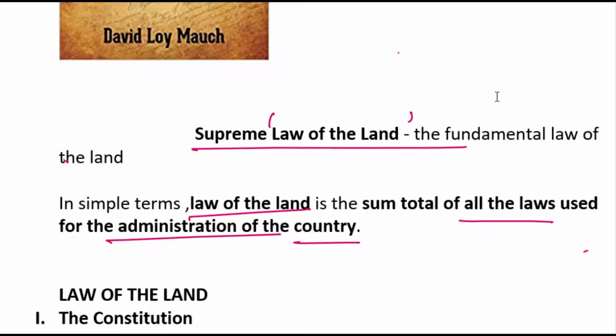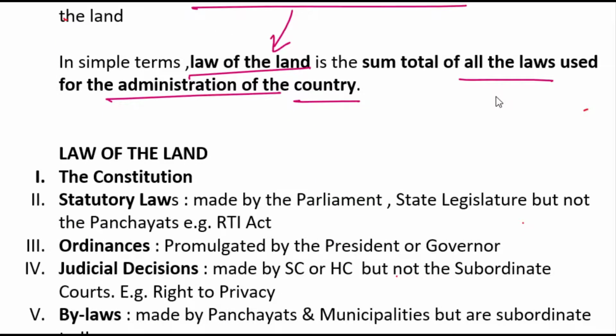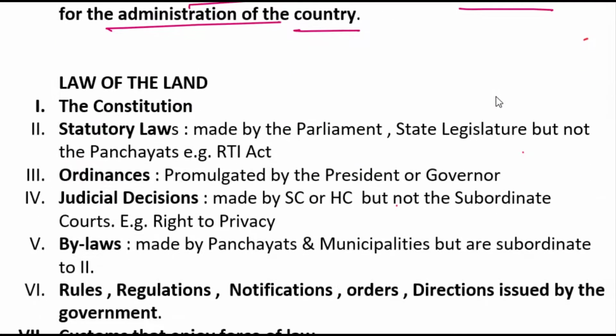So law of the land, we are trying to understand what do we mean by supreme law of the land. In that we saw what is law of the land. It is the sum of all the laws that are required for the administration of the country. But what is law of the land? What consists of the law of the land?